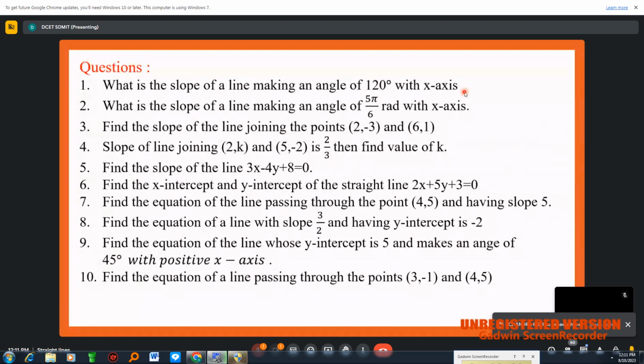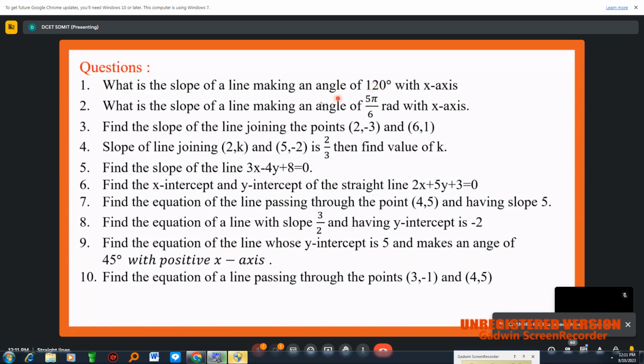Everyone got the same answer. Now they gave the angle, and you need to find the slope. For that, you have to find tan of 120 degree. Tan 120 is nothing but minus root 3. It is an obtuse angle, so you should get the answer in negative.